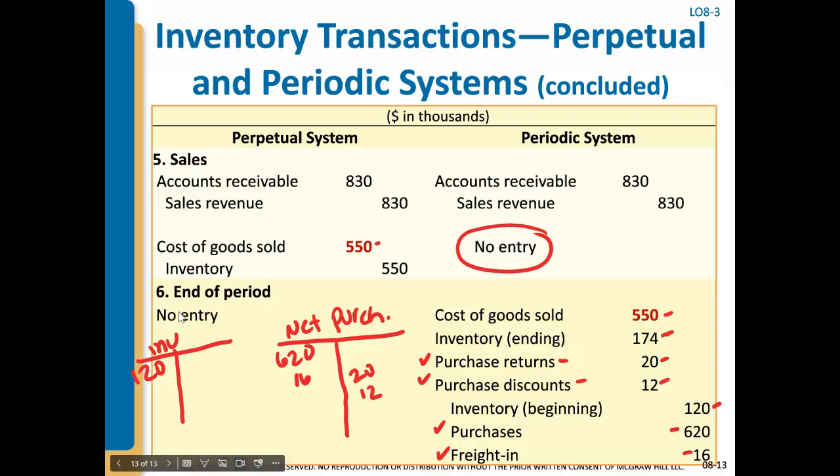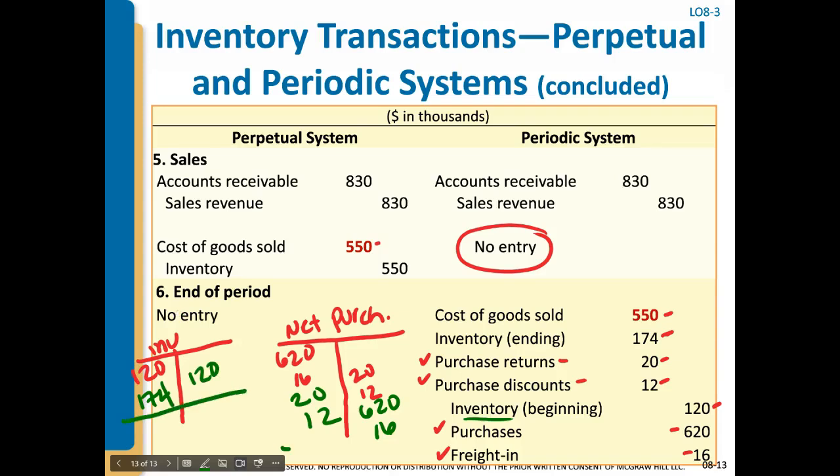Now if I'm going to record this entry right here, just focusing on the inventory net purchases. Well, here I have a purchase return for 20. So I'm going to have a debit for 20. Purchase discounts debit 12. Credit purchases 620. So I'm going to credit 620 and freight in for 16. And then I have a debit to inventory, ending inventory is 174. But I also have a credit right here to beginning inventory for 120.